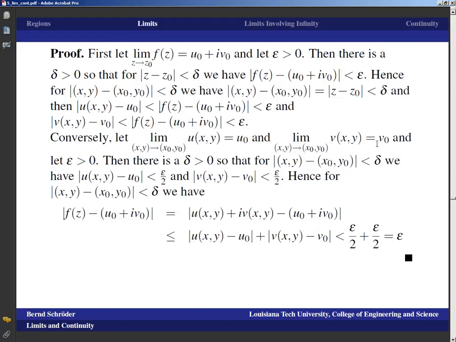And so that means we have proved, conversely, that if the limit of u is u0 and the limit of v is v0, then the limit of f is u0 plus iv0, because again, for any epsilon greater than 0, we have found that delta greater than 0, so that |(x,y) minus (x0,y0)| smaller than delta implies that |f of z minus (u0 plus iv0)|, and remember this is just |z minus z0|, is smaller than epsilon.